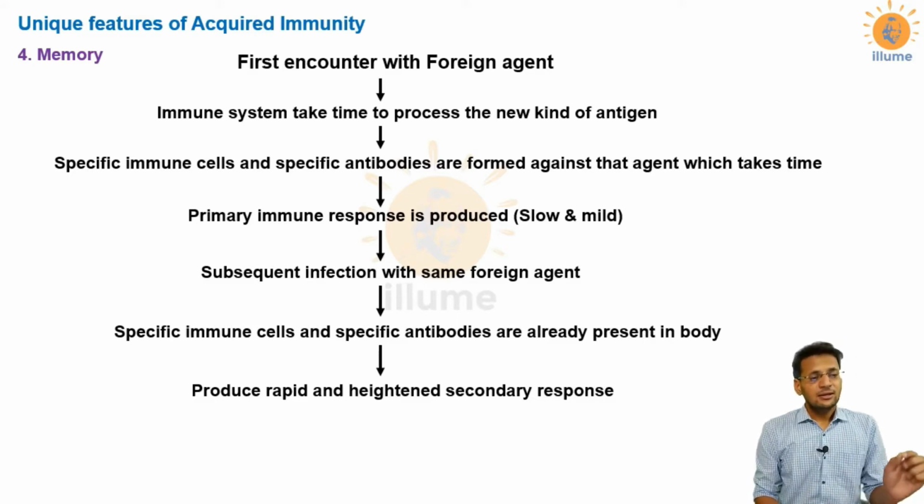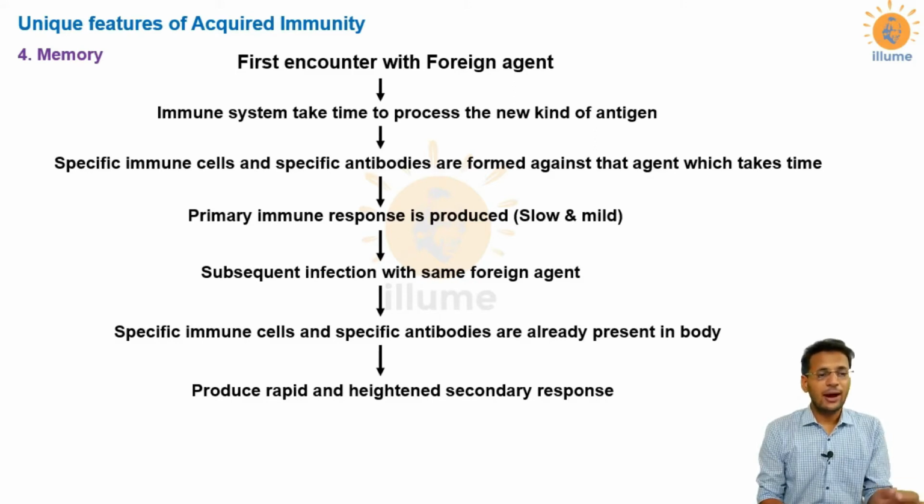The immune response which would be produced is called a primary immune response, which would be slow and mild. In any subsequent infection with the same foreign agent, your body is already prepared with all those specific immune cells and specific antibodies, and would produce a really heightened and rapid response against that pathogen, which is called a secondary response. So that's how the memory of your immune system works. I'll be discussing it in detail when I discuss cell mediated and humoral immunity in our upcoming videos.